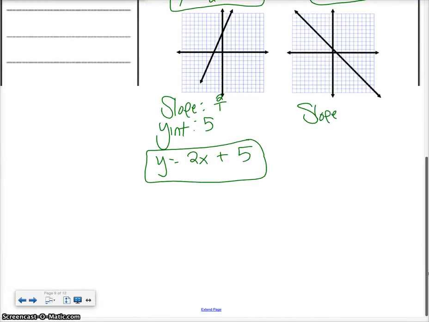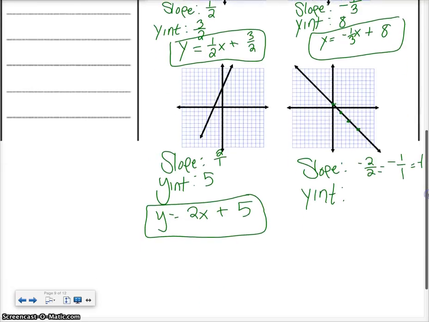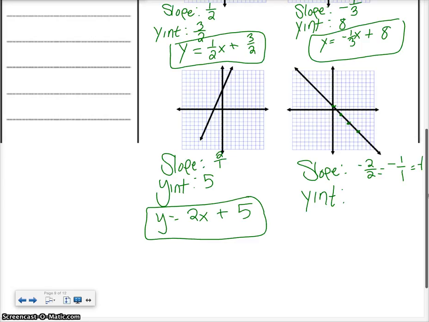Slope, y-int. Slope, I heard Ethan say down 2 over 2. Sure, looks like it's down 2 over 2 to me. So I pick a perfect point, and then I go down 2 over 2. So it's down 2 over 2, which is down 1 over 1, which is negative 1. Oopsies. And my y-intercept is 1.